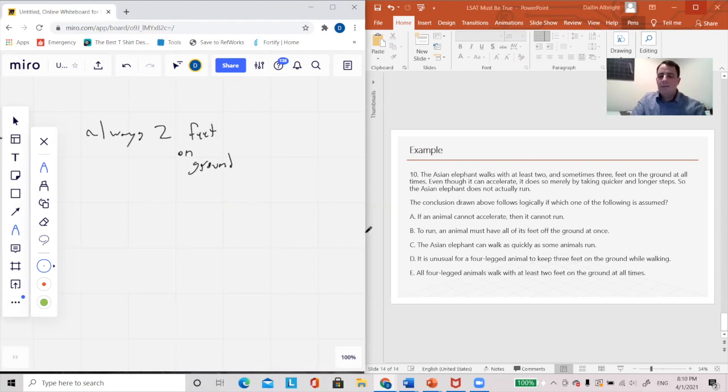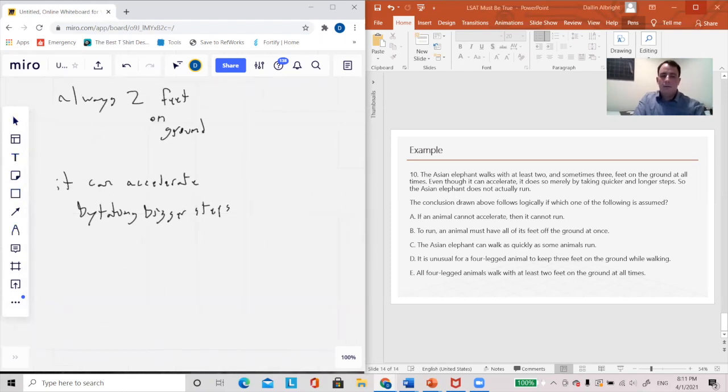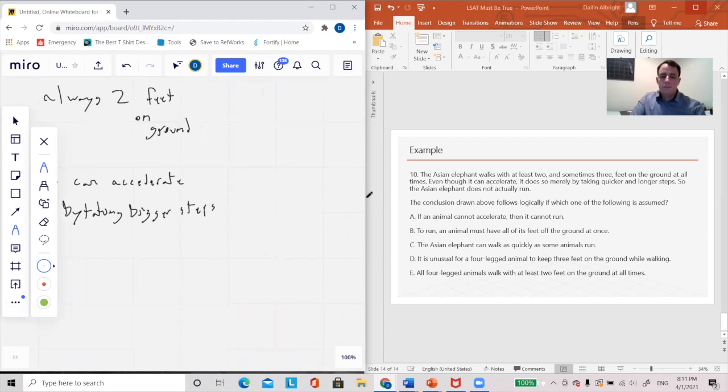And even though it can accelerate, it does so merely by taking quicker and longer steps. So it can accelerate by taking bigger steps. And then their conclusion is the Asian elephant does not actually run. That looks like an N, but we're gonna work on that.